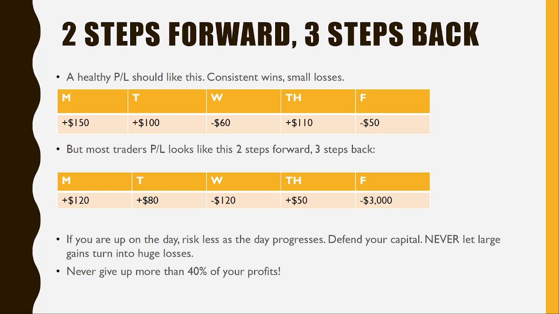If you're up on the day, risk less as the day progresses. Defend your capital and never let large gains turn into huge losses. So never give up more than 40% of your profits. If you're up $100 on the day and you lose $40, just stop right there. If you're up $1,000 on the day and you take a losing trade, now you're only up $600, stop. Walk away. You don't want to give back more than 40% of your profits on the week, on the day, on the month.